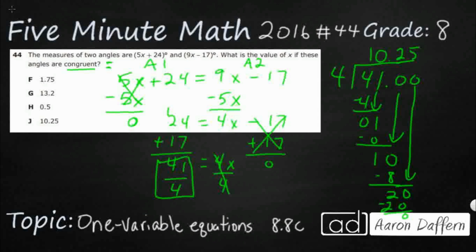So we've got our 10.25, and if we wanted, we could plug this back in. 5 times 10.25 plus 24 is supposed to equal 9 times 10.25 minus 17. These two are equal here. If you wanted to plug those into your calculator to double check, you could, but you would find that those are both going to equal the same thing. So our answer here is going to be J, 10.25, or 10 and 25 hundredths.